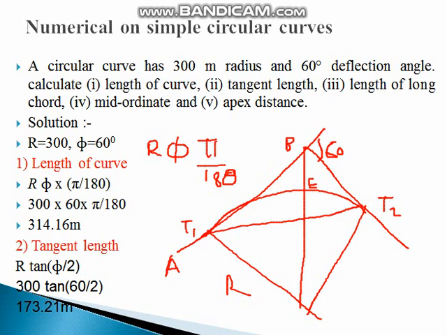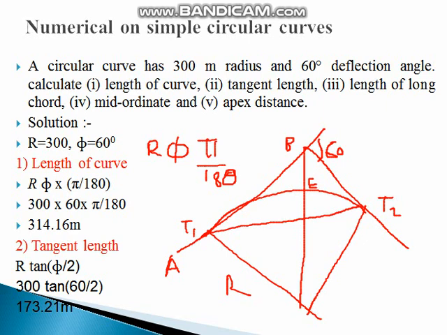Then the tangent length. What is the tangent length? BT1 is the first tangent and BT2 is the second tangent. The tangent length is calculated as R tan phi by 2. So 300 tan 60 by 2 gives 173.21.